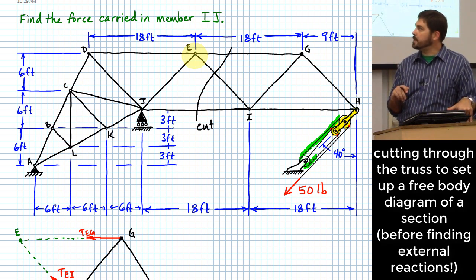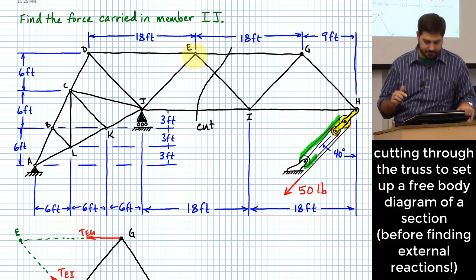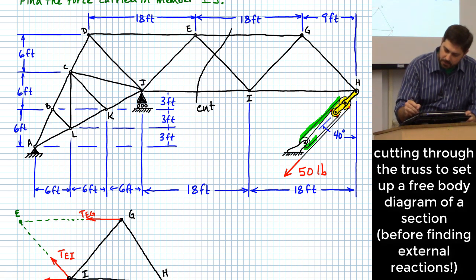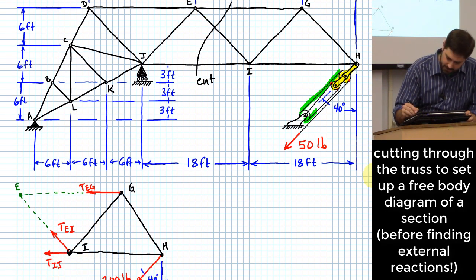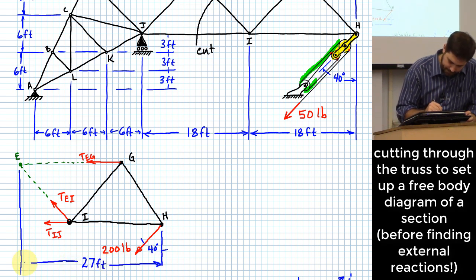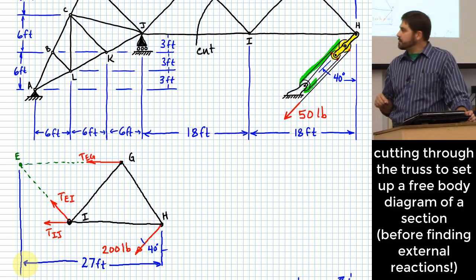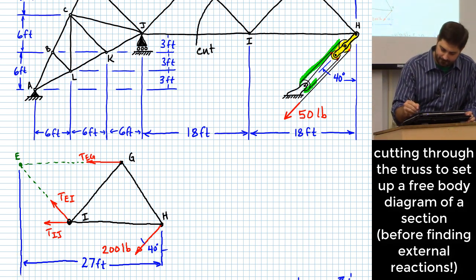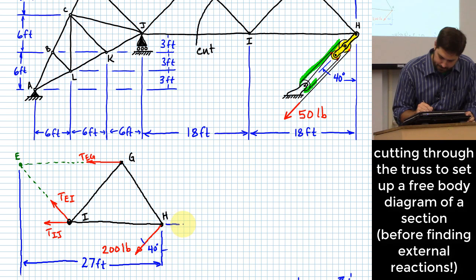Okay, 18 feet plus 9 feet, okay, 27 feet. So let me go ahead and put that in here, 27 feet. Okay, and I guess I'll do it down here. Okay. And what else? How about how far it is vertically from H to E? How do I know that?